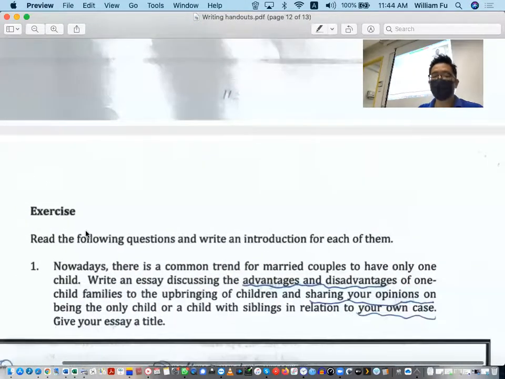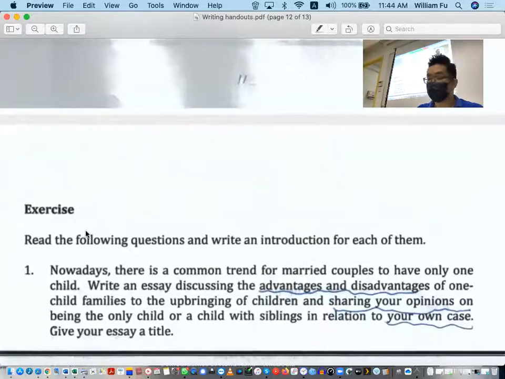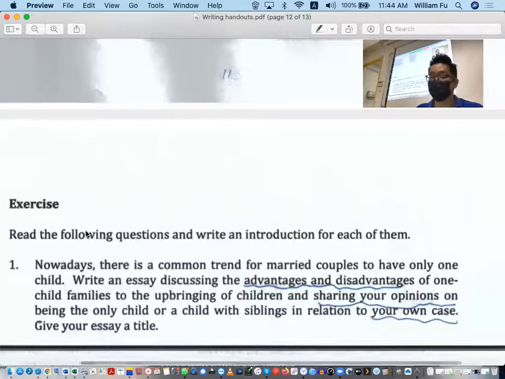Okay, now attach here. I'm going to give you 2 examples. Okay, but let's read the topic first. Now, nowadays, there is a common trend for married couples to have only one child.